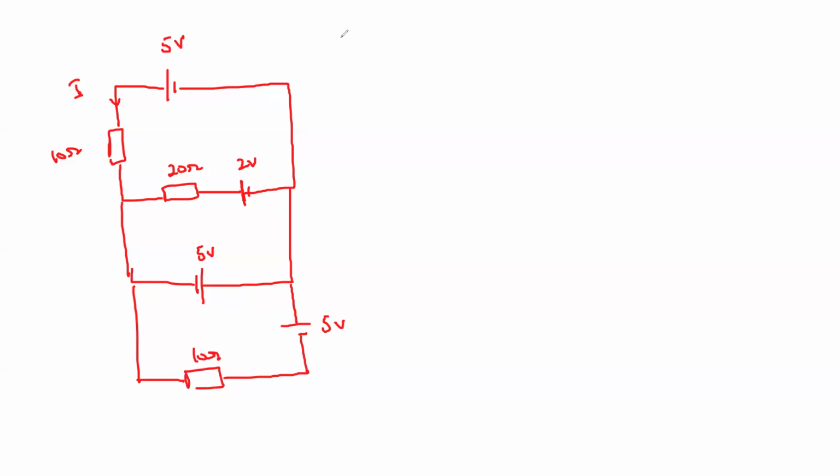This circuit I drew may look complicated, but it is a very simple type of question. Which loop should I select? Loop 1, loop 2, or loop 3? We want to find I, so which loop? The top, the middle or the bottom? I should take the first loop because the top loop has I. So I'll take the first loop.